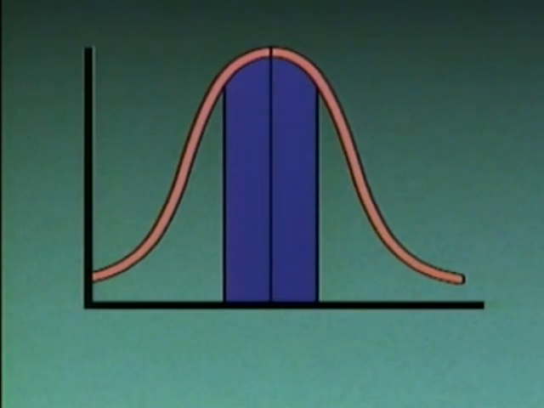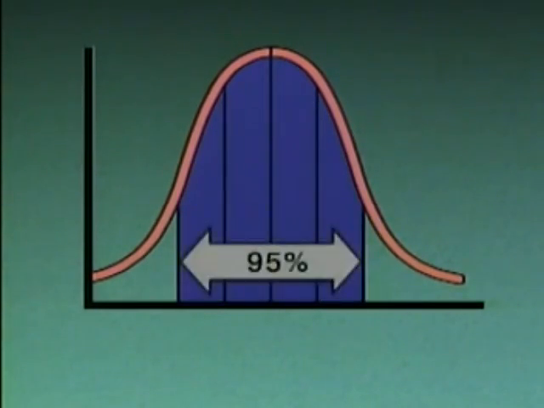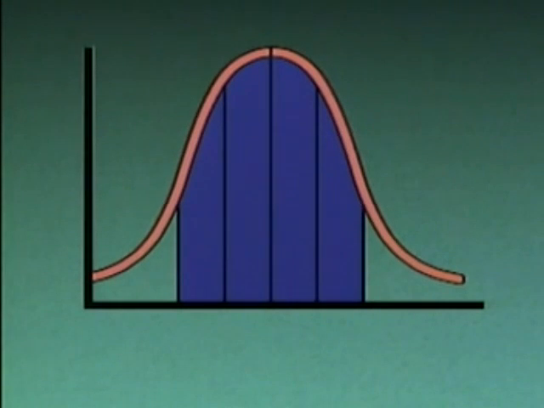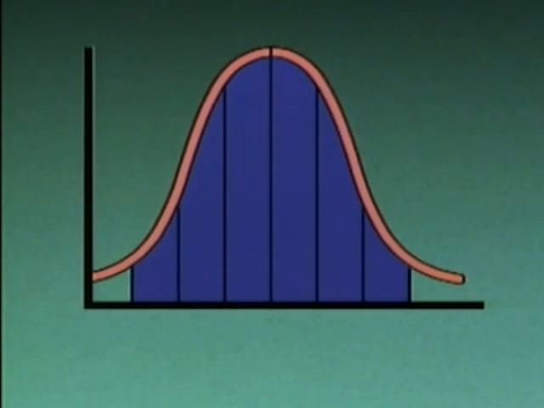Farther from the mean value are the lines for two standard deviations. About 95% of the readings should fall between these two lines. Still farther from the mean value are the lines for three standard deviations. Of all the readings taken, about 99.7% should fall between these two lines. The three standard deviation lines are commonly used as control limits on SPC control charts.